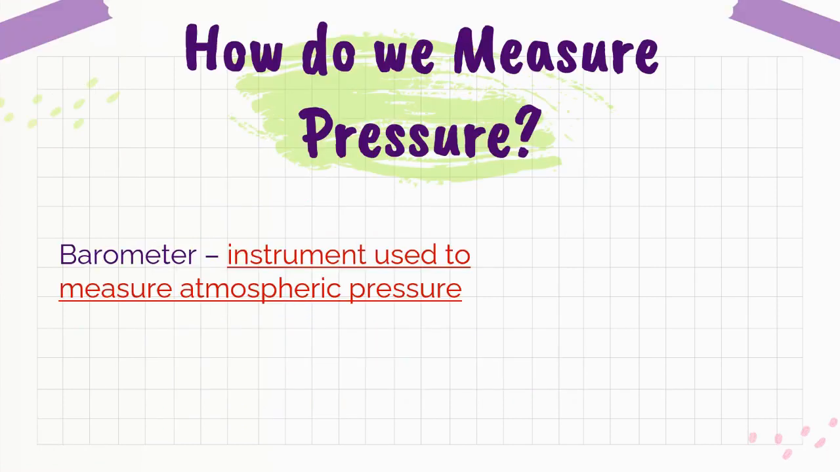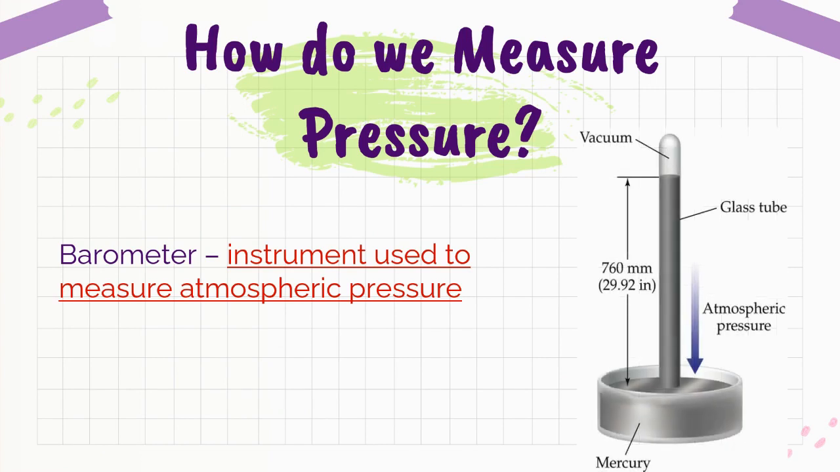So how do we measure pressure? Well, there's an instrument called a barometer. A barometer is used to measure pressure just like a thermometer is used to measure temperature. So here's what a barometer looks like.